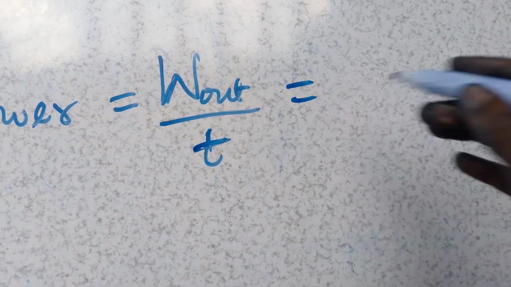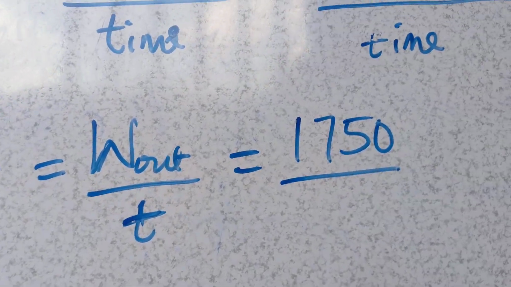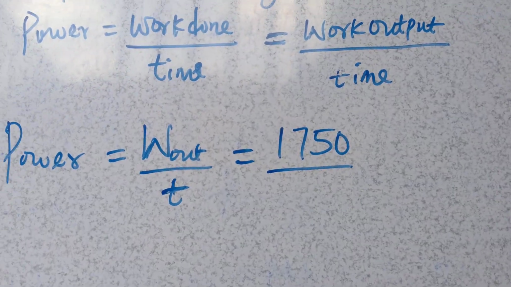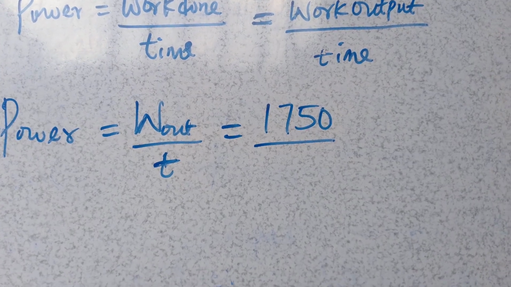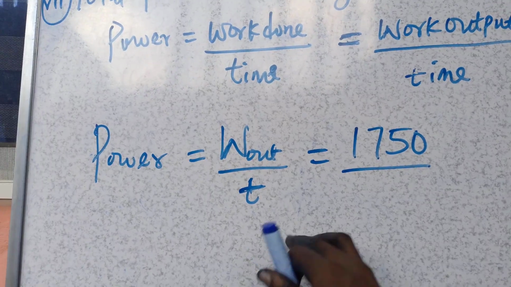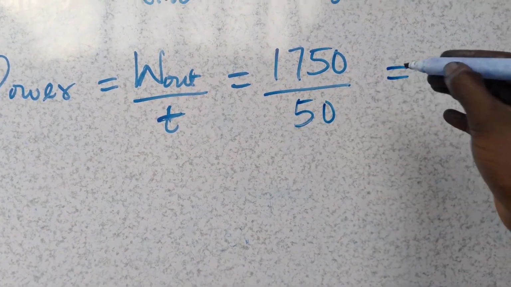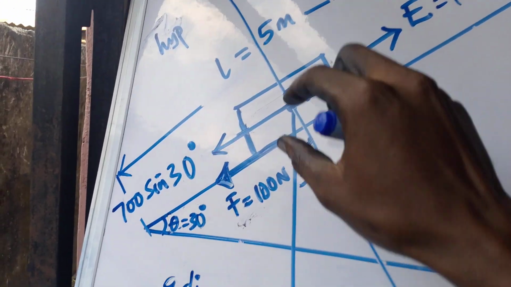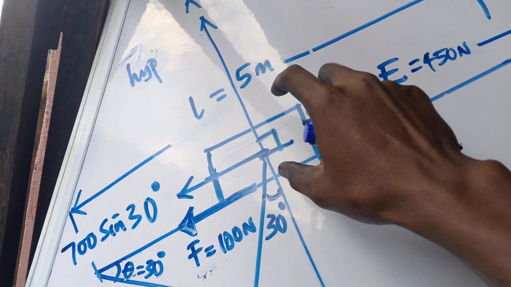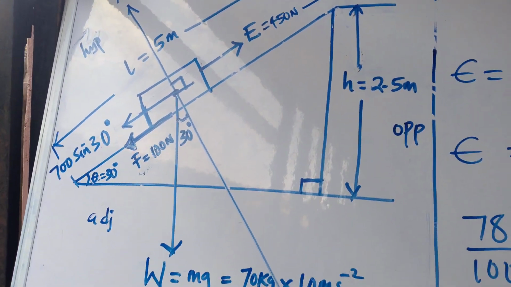And the work output, we had the work output as 1750. The time, we are given a time of 50 seconds. So the time taken to raise the box onto the platform is 50 seconds. That was the time given to us, 50 seconds.